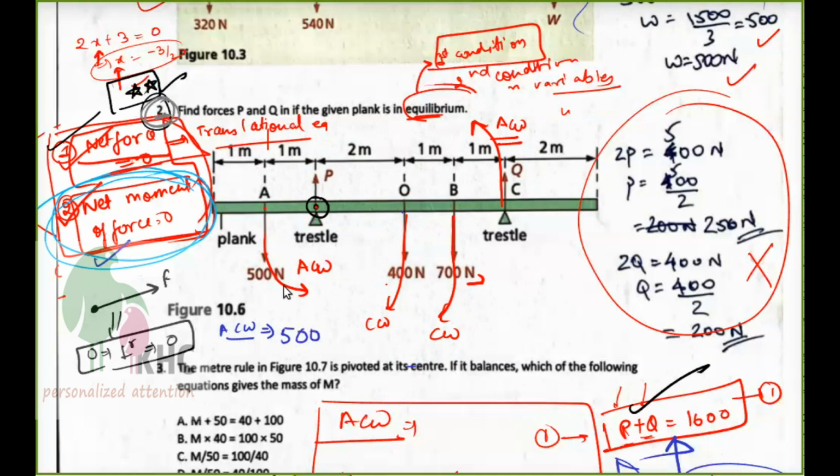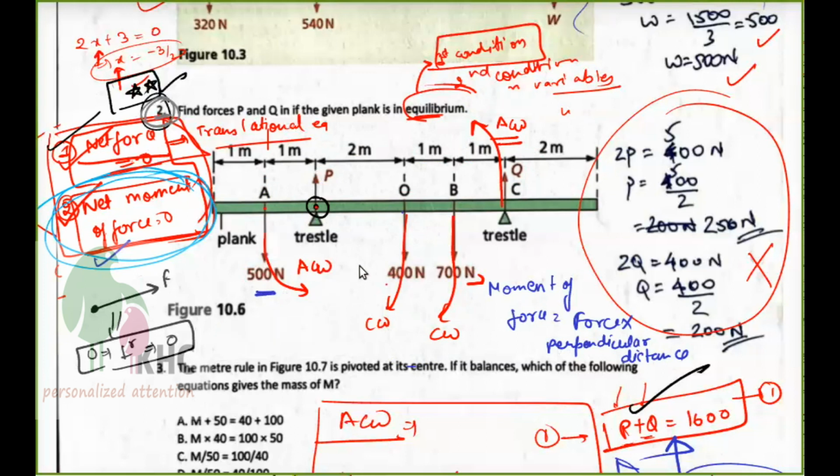500 and perpendicular distance, because moment of force is force multiplied by perpendicular distance, right? 500 should be multiplied by something. Moment of any force is equal to force multiplied by perpendicular distance. 4, ma'am. Distance from P to Q is 4. Not P to Q for 500. I'm writing first for this, right?